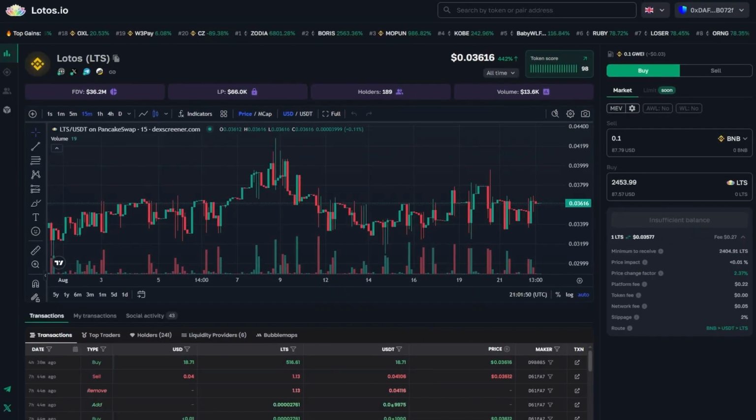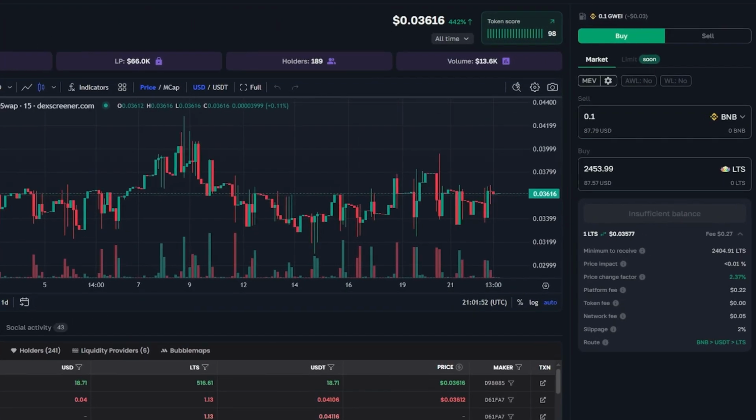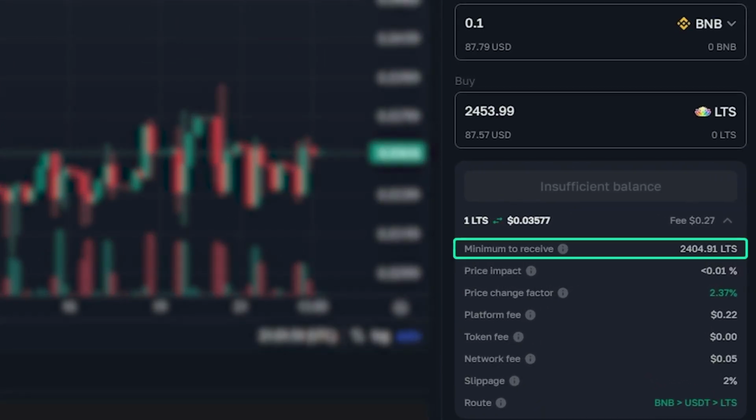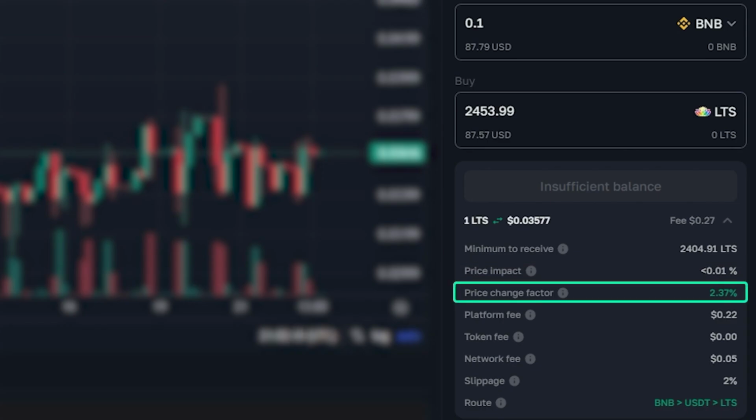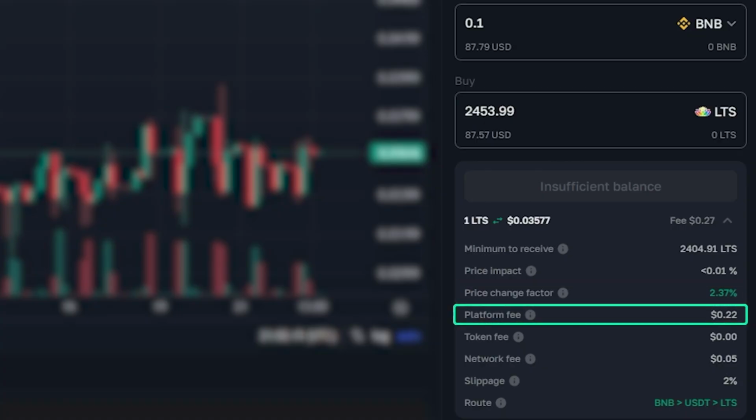When you click the down arrow, a detailed breakdown opens. Minimum to receive. The minimum number of tokens you are guaranteed to receive considering maximum slippage. Price impact. The effect of external factors. The difference between the current market price and how your trade affects overall liquidity in the pool. Price change factor. How your own swap will affect the market price. Platform fee. The platform's fee for the swap.